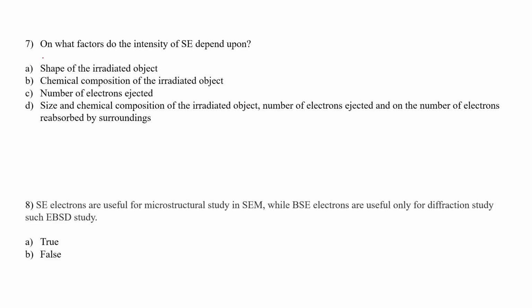The seventh question asks on what factor the intensity of secondary electrons depends. Secondary electrons depend upon the shape of the irradiated object, the chemical composition of the irradiated object, the number of electrons ejected, the size, and the chemical composition.